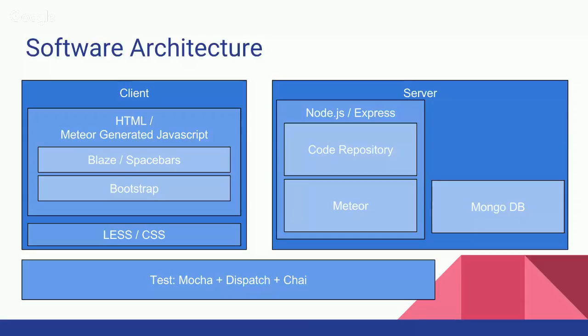And then for a testing layer, we wanted to be able to test both client-side and server-side, so we're using the combination of Mocha and Dispatch for client and server-side testing, and that will run all of the tests that we have in our repository on both the client and server, depending on if the test is applicable to both. And then it uses the Chai toolkit for JavaScript assertions. So to test that something happened when we said it did, we use Chai for that.